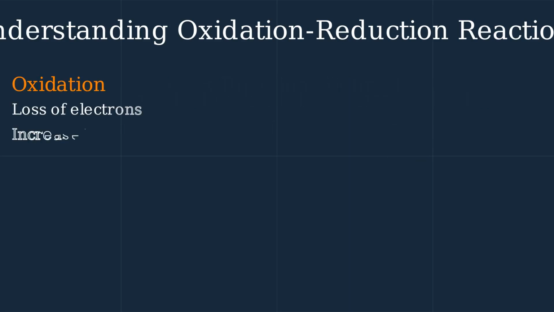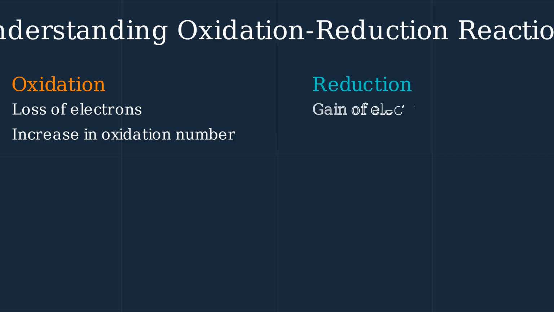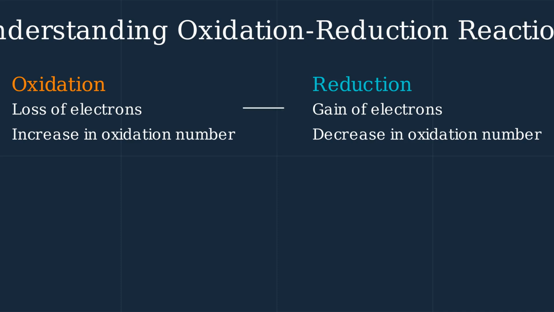In oxidation, a substance loses electrons and increases its oxidation number. In reduction, a substance gains electrons and decreases its oxidation number. These reactions always occur together. When one substance is oxidized, another must be reduced.